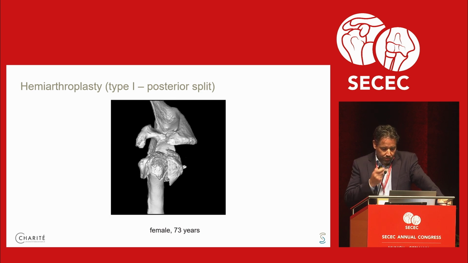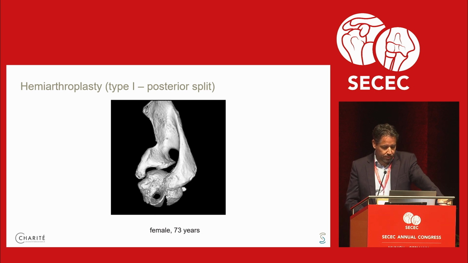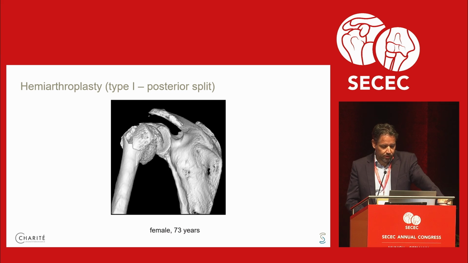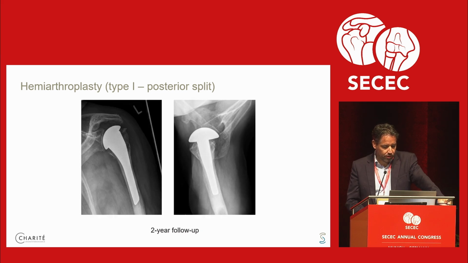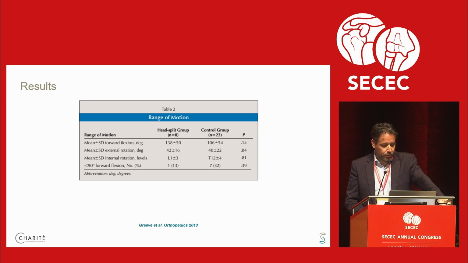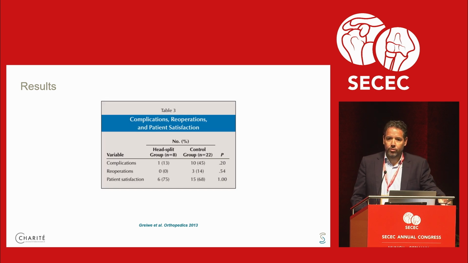But I show you this case. It was a 73-year-old lady we treated, I don't know, 15 years ago maybe, with this head split. You see robust greater and lesser tuberosity. And I put in this hemiarthroplasty, and at 2 years she was doing very well. And there's a study, and that's the reason why I showed you this case, that has looked at the outcome of head split versus a control group of 3- and 4-part fractures. And they found that hemiarthroplasty in a head split fracture situation gives better functional outcome compared to if you use it in typical 3- and 4-part fractures, and the complication rate was also lower.